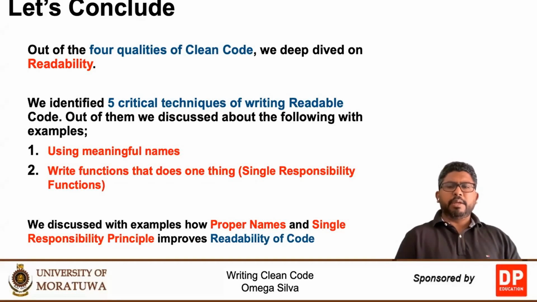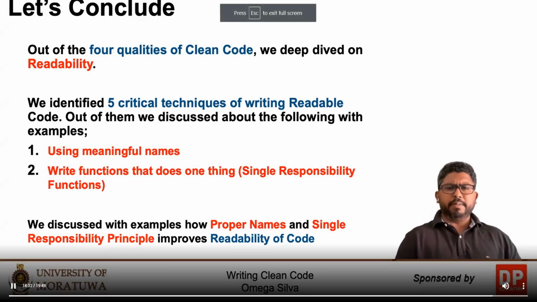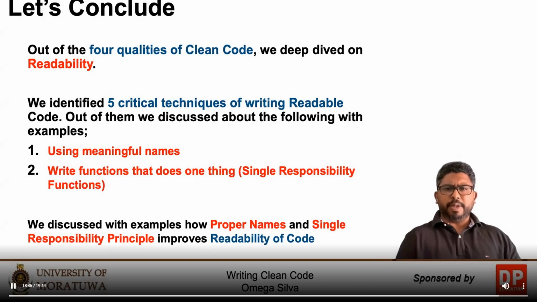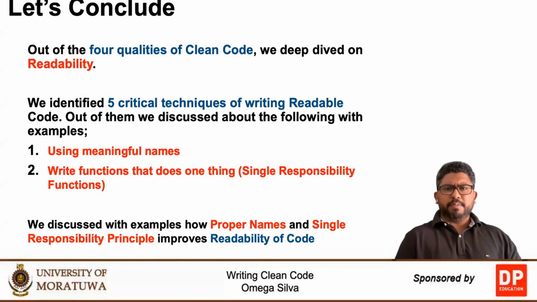This brings to the end of our session today. Let's summarize what we have learned. Out of the 4 qualities of clean code, we did a deep dive on readability. We've identified 5 critical techniques of writing readable code, and we deep dived on using meaningful names and writing functions with a single responsibility. And through an example, a flow diagram, as well as a function which was badly written, we applied these 2 techniques and looked at how the readability of the function improves.